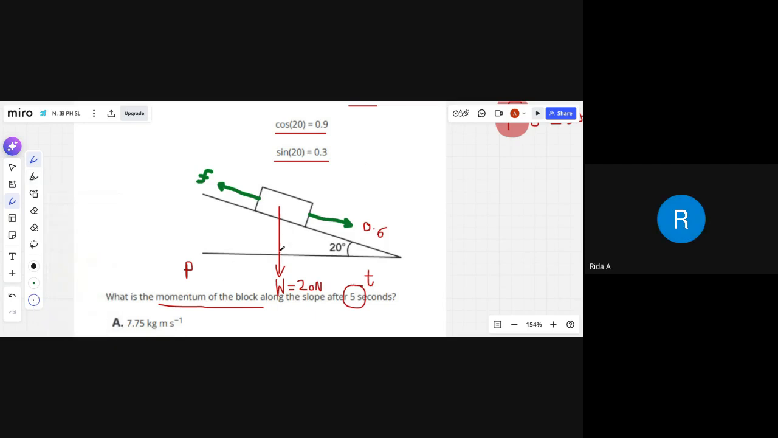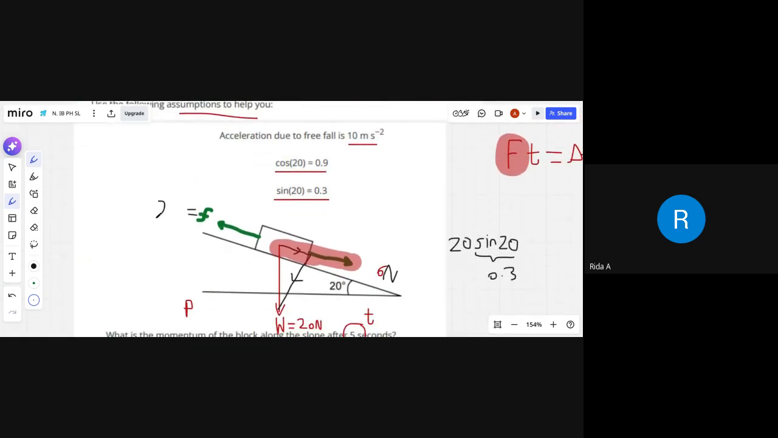You take the weight component and then you have this component. The horizontal component, this one, is going to be your hypotenuse times sine 20, right? So hypotenuse is 20. So this would be 20 sine 20. This is 0.3. So 20 times 0.3 is 6, not 0.6. Sorry. It will be 6 newtons, right?